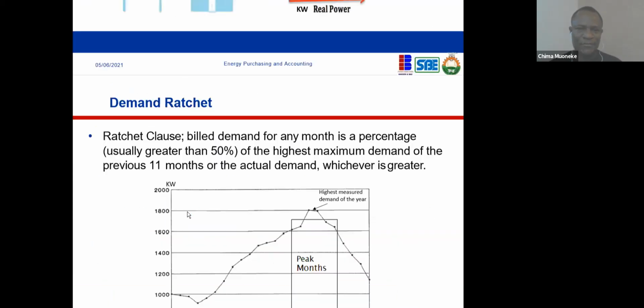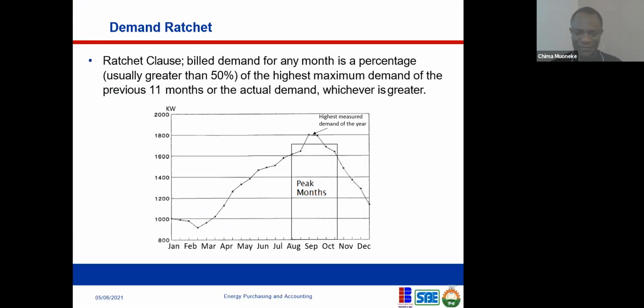So let's proceed. Now, demand ratchets. This appears as a ratchet clause in your bill. So this is bill demand for any month. The billed demand for any month is a percentage, usually greater than 50, of the highest maximum demand of the previous 11 months or the actual demand, whichever is higher.